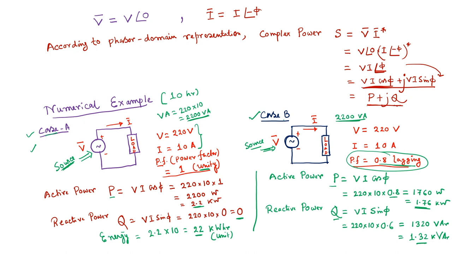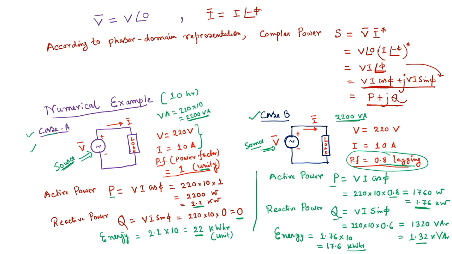Whereas, for case B, the energy consumption is the active power, that is 1.76, multiplied by 10 hours, which is equal to 17.6 kilowatt hour of energy, or 17.6 units of energy, which is lower than this.